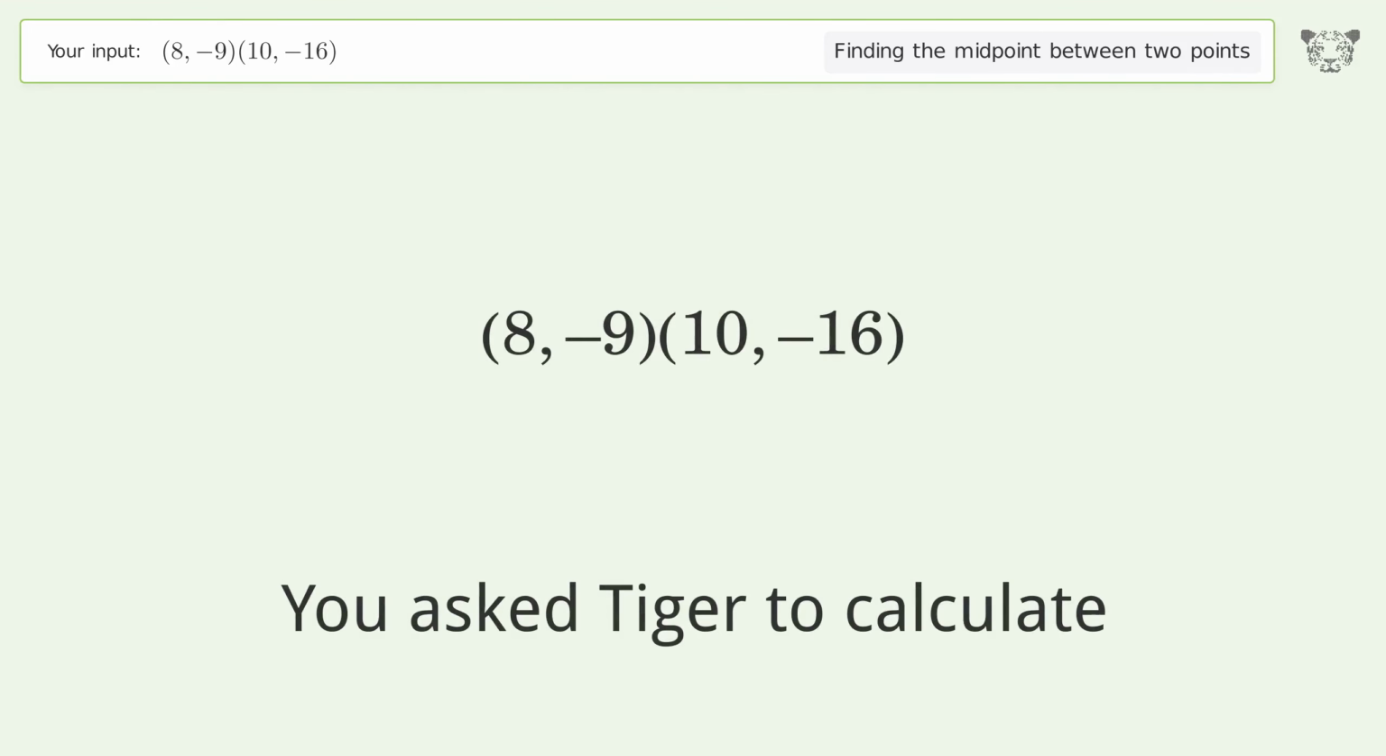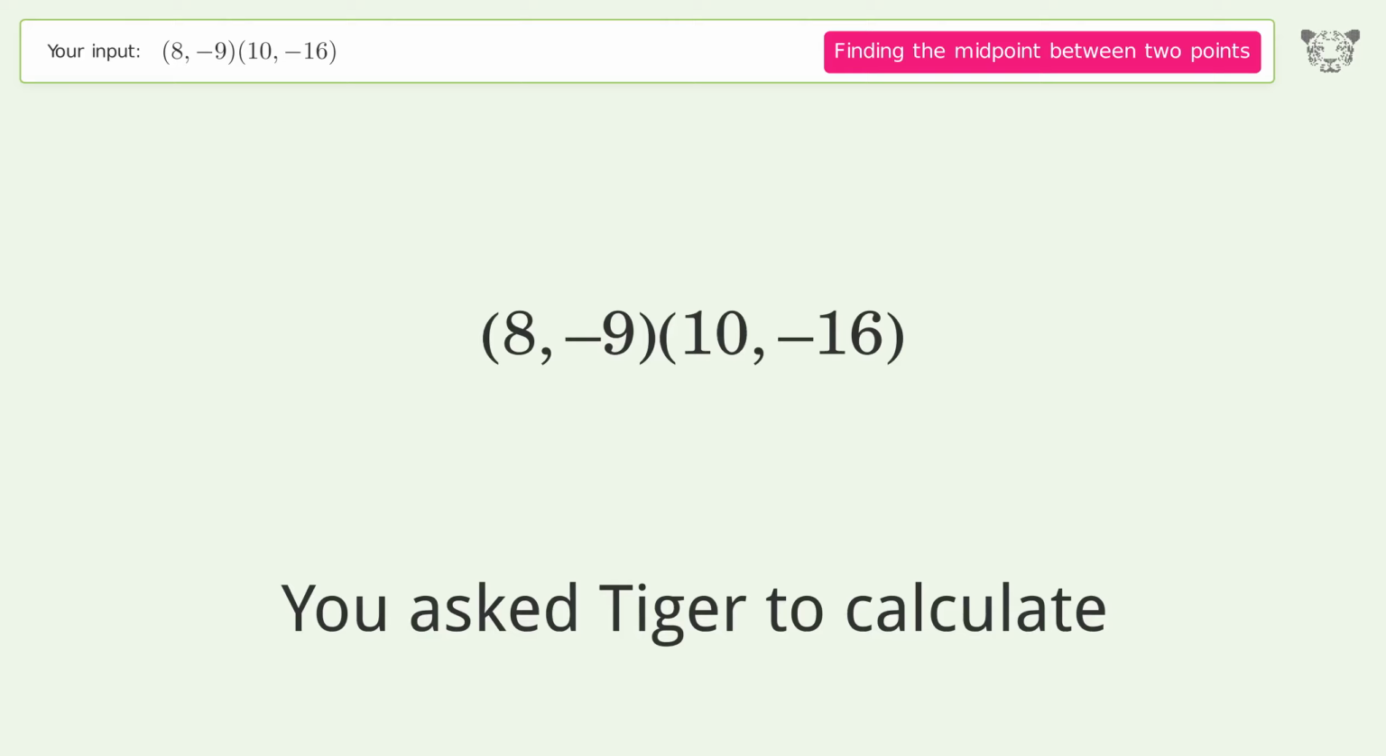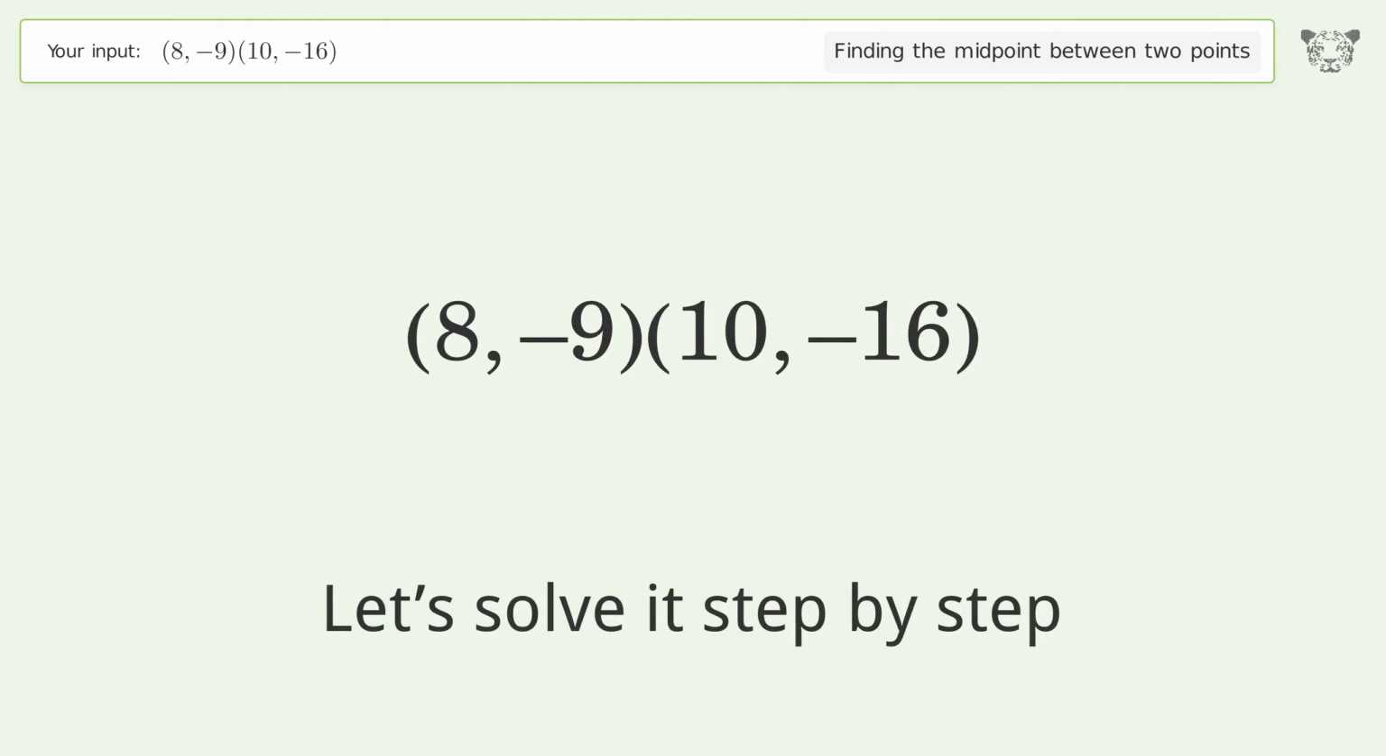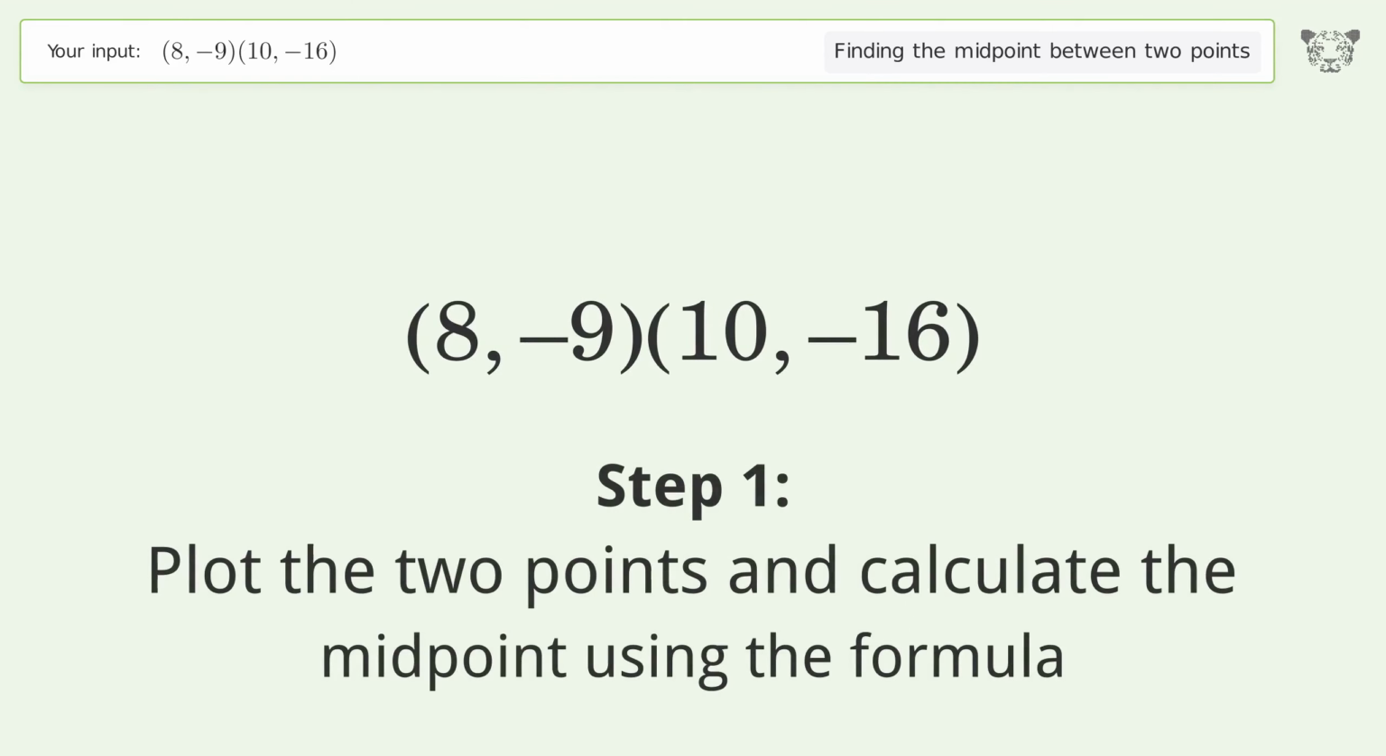You ask Tiger to calculate. This deals with finding the midpoint between 2 points. The midpoint between the 2 points is 9, negative 12.5. Let's solve it step by step. Plot the 2 points and calculate the midpoint using the formula.